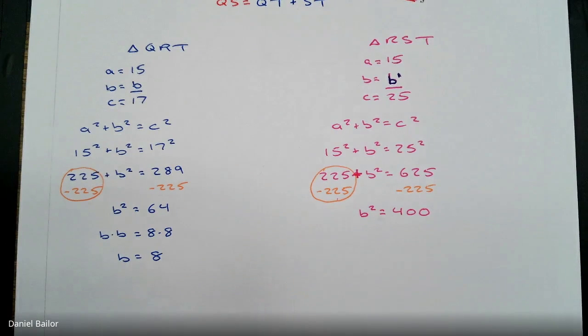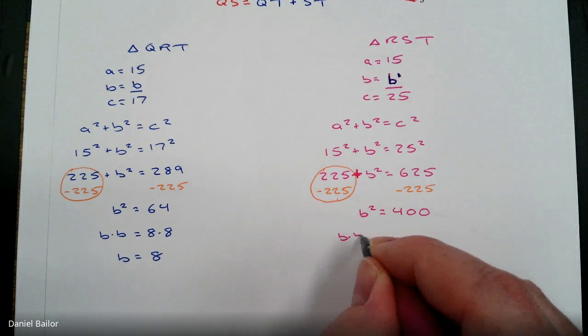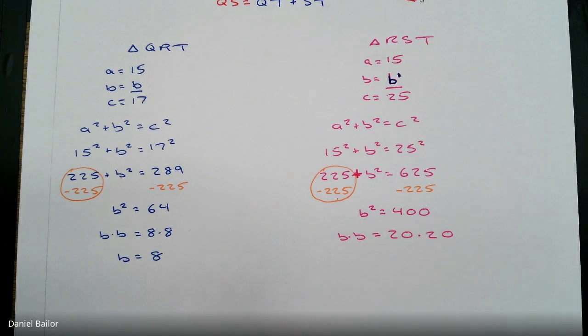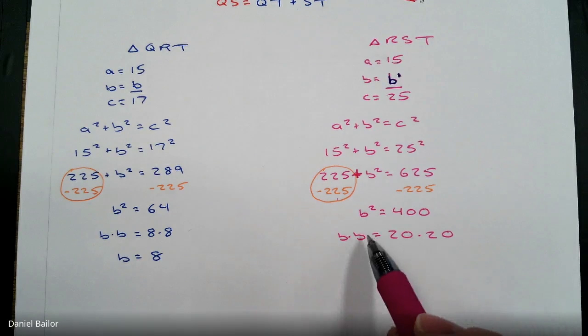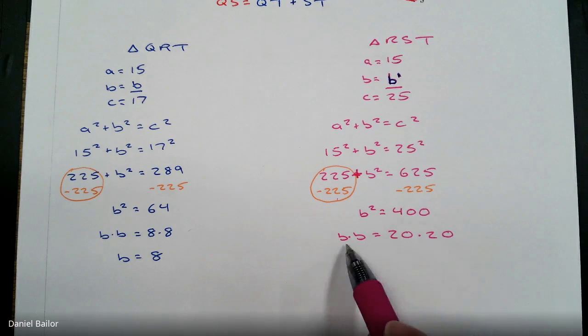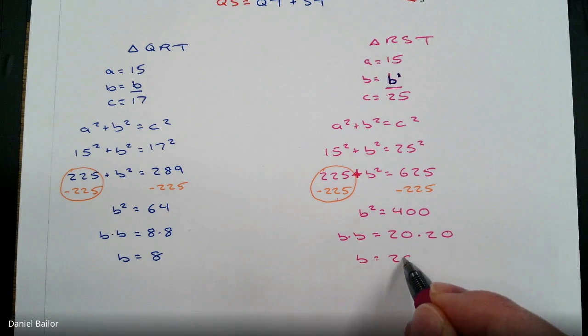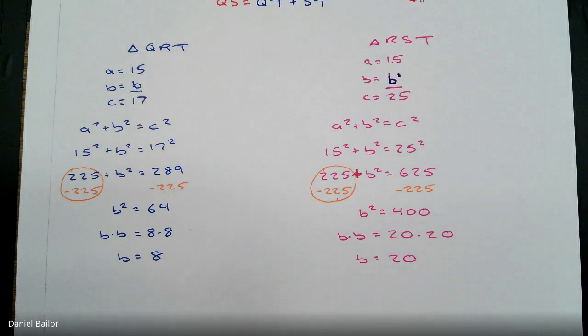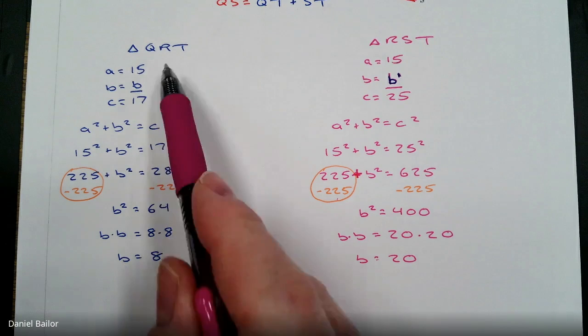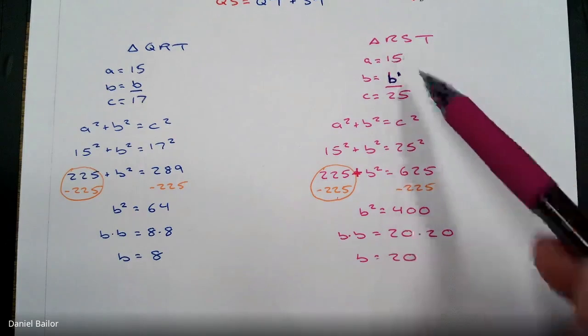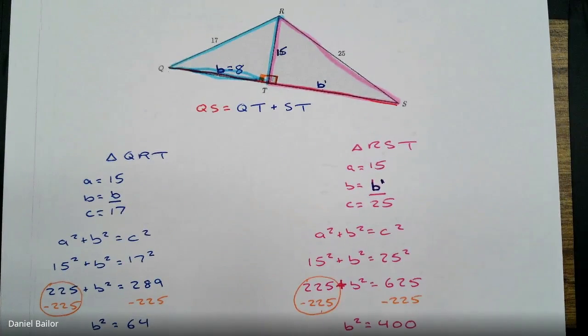Now, you could probably guess what B is going to be for this one, but you can use your calculator to check. But I'll tell you, 400 is actually 20 times 20. So if 20 times 20 makes 400, B times B makes B squared. That means B by itself is 20. So in the blue triangle, leg B was 8. In the pink triangle, leg B was 20.